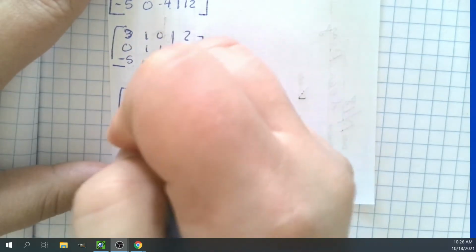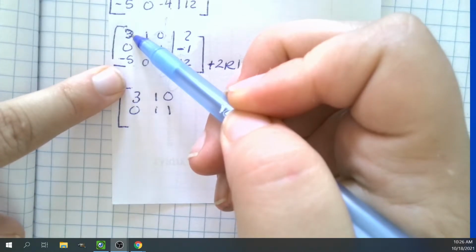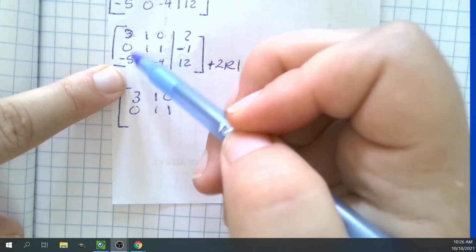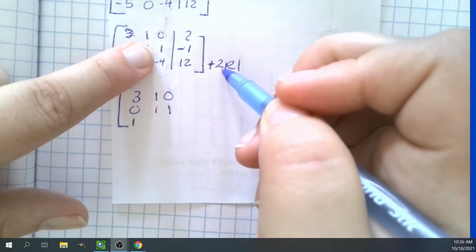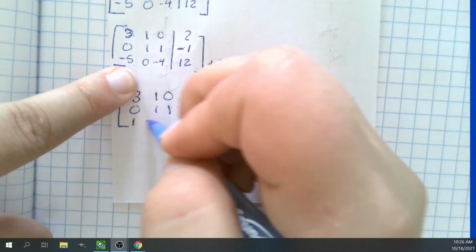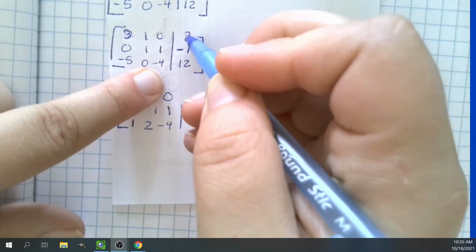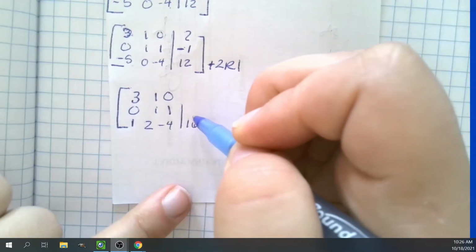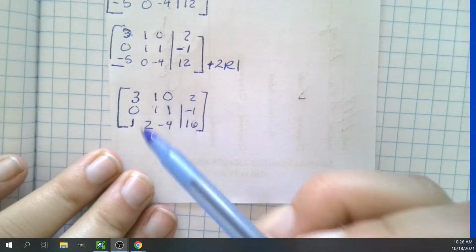So I would do everything staying the same. What's 3 times 2? It'd be, what's 3 times 2? 6 plus 6, take away 5 is? What's 1 times 2? 2 plus 0 is? 0 times 2 is 0. That would be 2 times 2 is 4, plus 12 is 16. So now I've got a 1 and a 1, which is good.